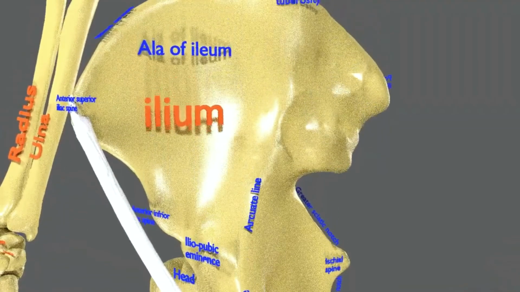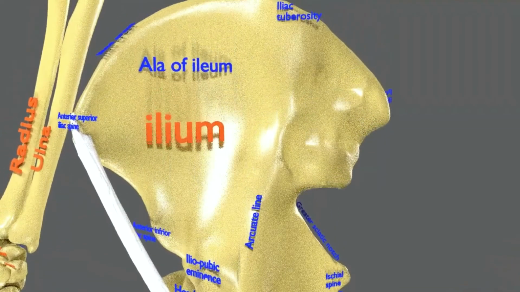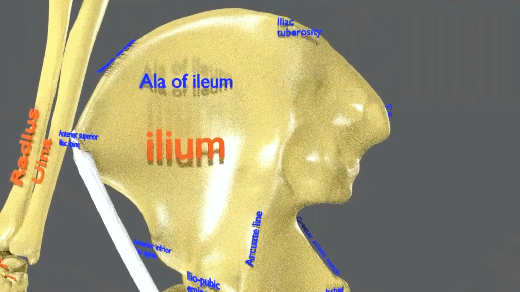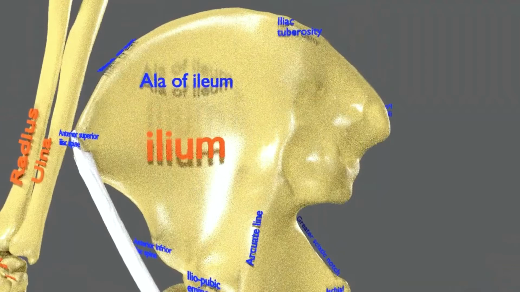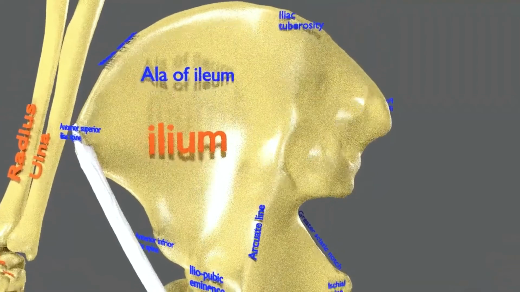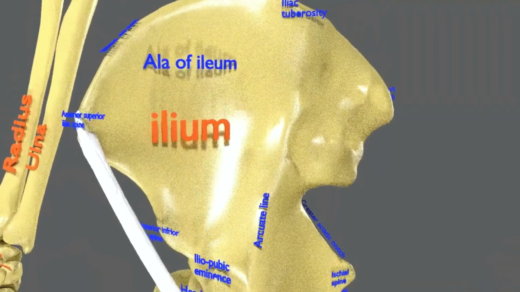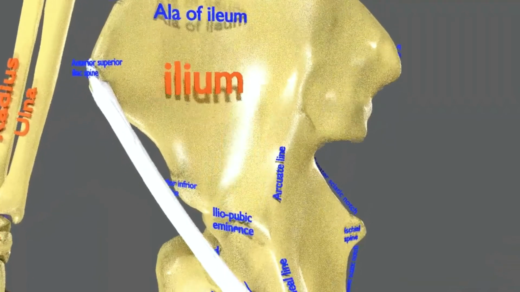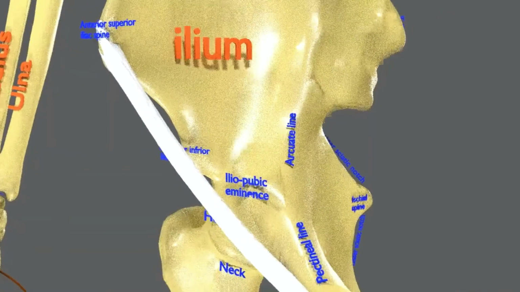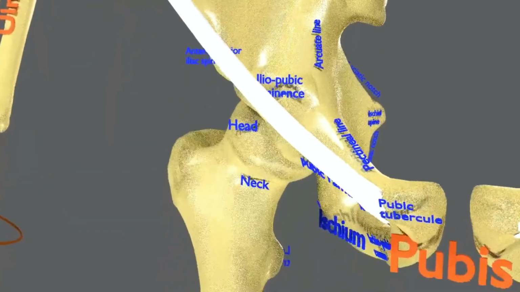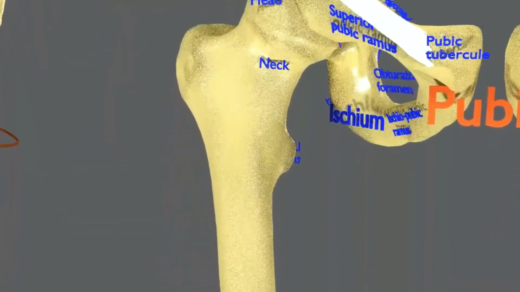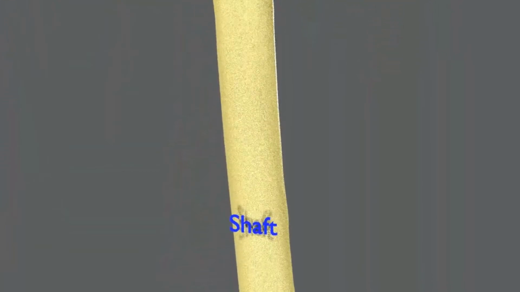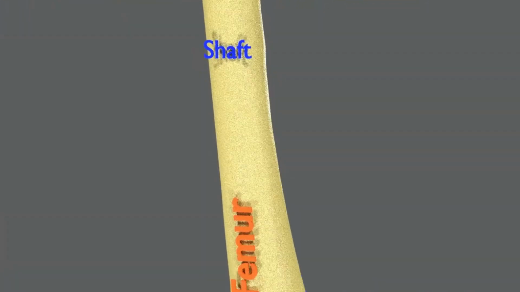The ilium is seen with its medial surface, including ala, body of ilium, and articular surface of sacrum and iliac tuberosity. The iliac crest with its anterior and posterior superior iliac spine is seen. Below the anterior superior iliac spine, the anterior inferior iliac spine can be seen. Moving inferiorly down, the femur bone is visible with its shaft.